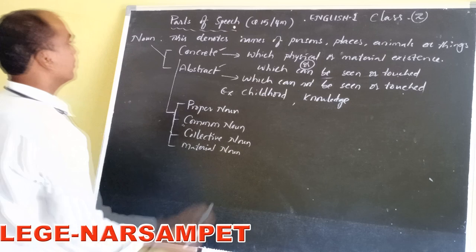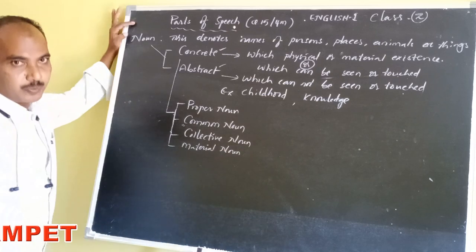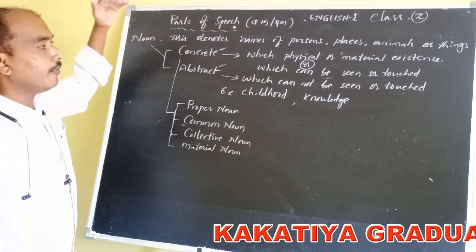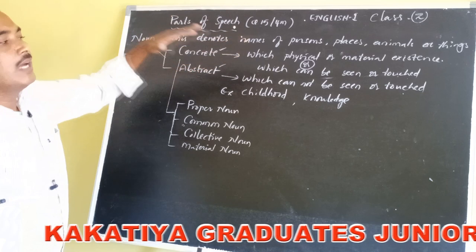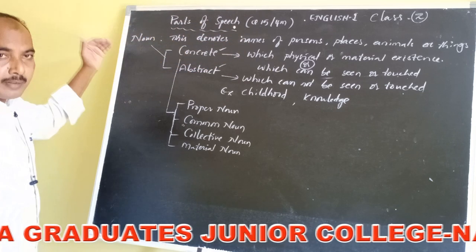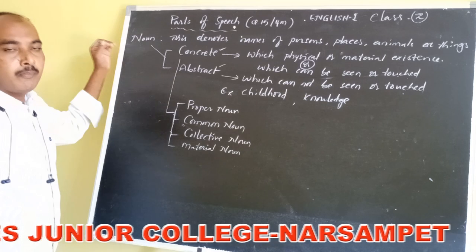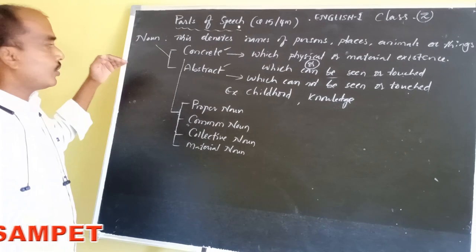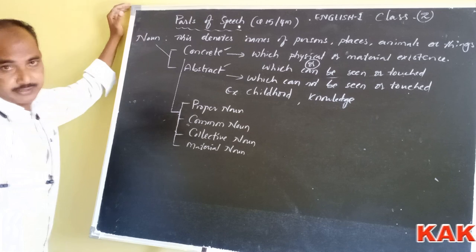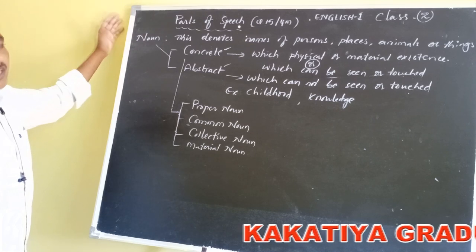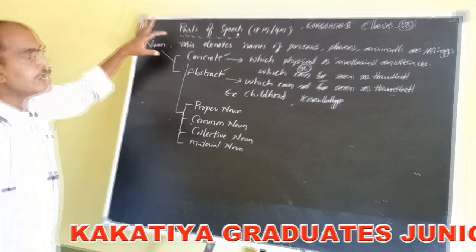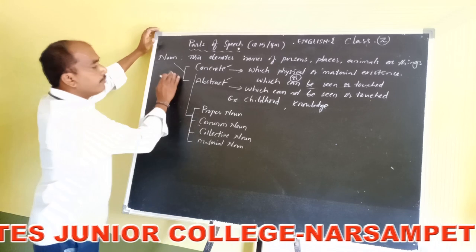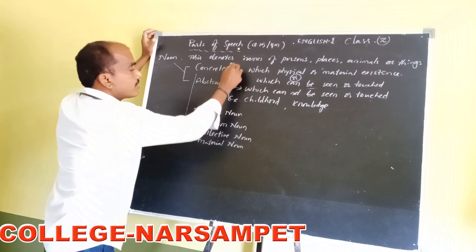Now don't be confused. Now I define what is parts of speech. Words according to their functions in a sentence are divided into different parts. They are called parts of speech. They are 8 in number. Noun, pronoun, verb, adjective, adverb, preposition, conjunction, interjection. The first one we are discussing is noun. What is noun? Naming words. All are nouns. This denotes names of persons, places, animals or things. This noun can be divided into two: concrete nouns and abstract nouns.